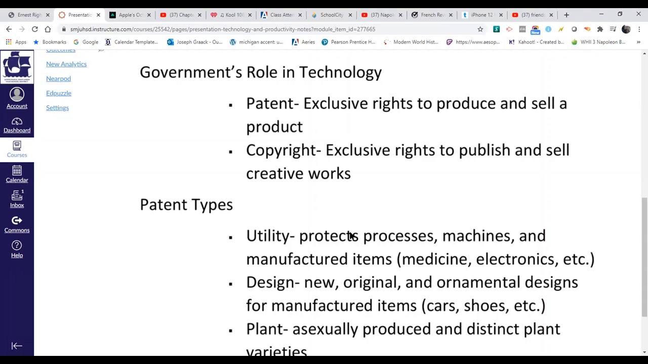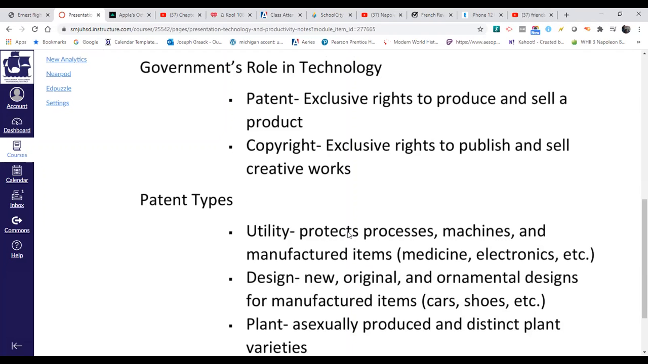But our government's role in technology to increase and encourage these developments is to protect companies that take the risk. So if you take the risk on a new product, such as the iPhone 12, you're going to get a patent on that. If you're Apple, you're going to be able to sell that exclusively as you see fit. If you take the risk, like NBC did with Friends, you're going to get the exclusive rights to publish and sell that creative work from now until the end of time in this country, right? It doesn't work the same other ways.